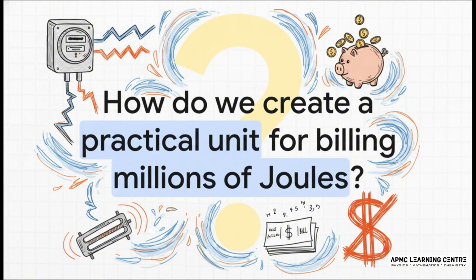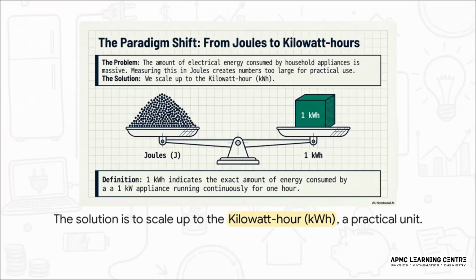So how do the power companies get around this? They solve it with a much bigger, much friendlier unit of energy, the kilowatt hour. It's so elegant. Instead of counting all those tiny joules one by one, we just bundle them up into a single manageable block. A kilowatt hour is just the total energy used by a 1,000-watt appliance if you leave it running for 1 full hour. It's a perfect solution to a very big numbers problem.